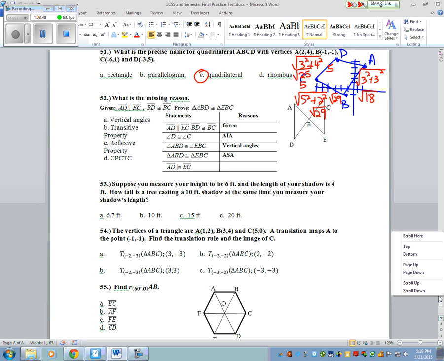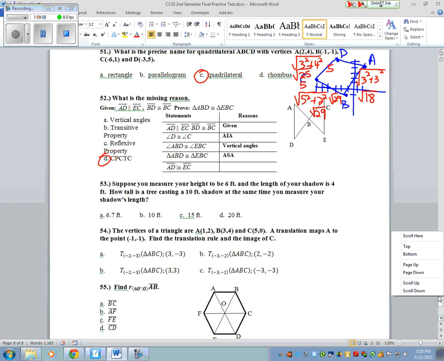52, it says, what is the missing reason here? Anytime you prove triangles are congruent, and then you prove their parts are congruent after that, it's going to be CPCTC. So it's like, triangle, you remember that? Triangles are congruent, and then it says, now prove angles and sides are congruent. It's CPCTC every time.